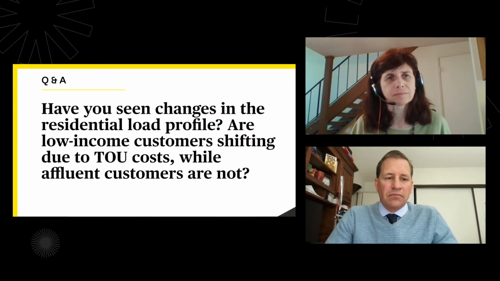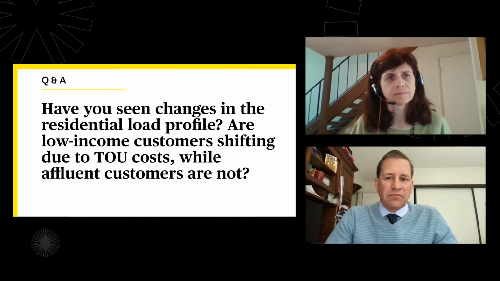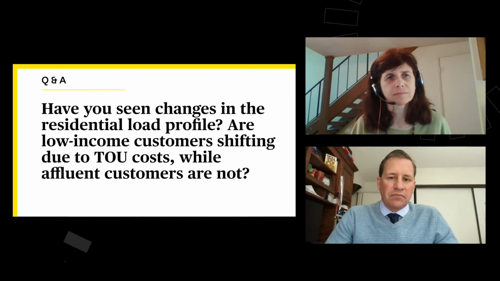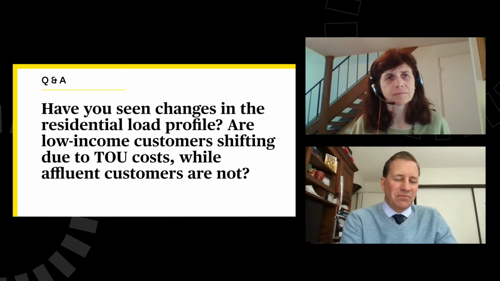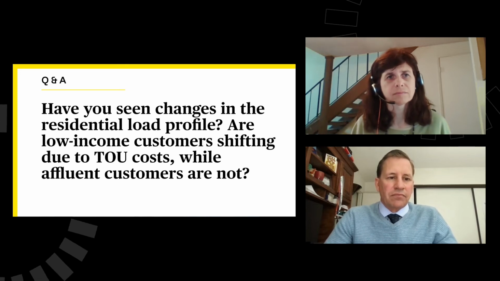All right, so let me just start asking the questions from our audience. Has TOU pricing actually shifted the aggregate residential customer load profile? Have customers just absorbed higher peak pricing and not made behavioral changes? So I guess the question is, have you seen any changes in the residential load profile? Also, from an equity perspective, are low-income customers shifting due to TOU costs, and more affluent customers are not? So here, are you seeing any differences between low-income and non-low-income customer responsiveness?